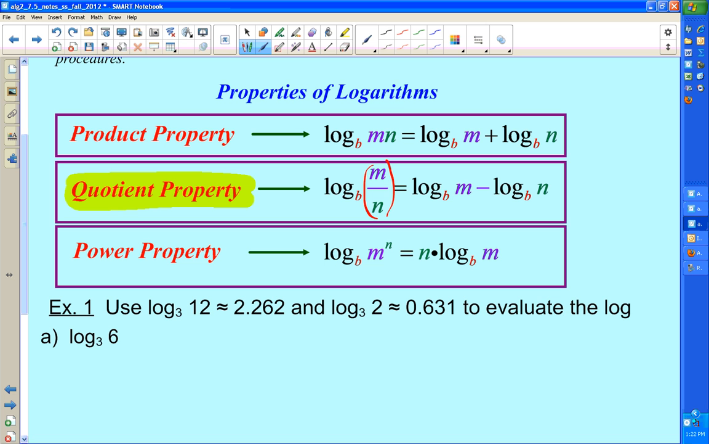And then the power property, log base b of m. Log base b of m is a power. n is also a power. What we do is we multiply them together. We drop the power n in front of log base b of m. n log base b of m.